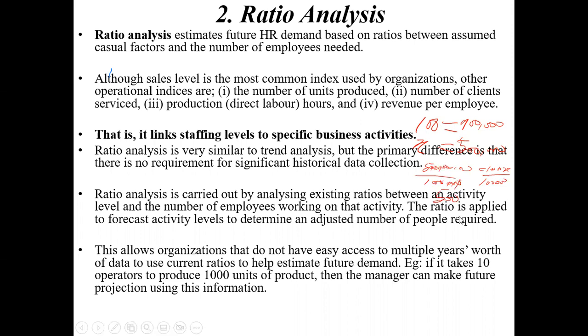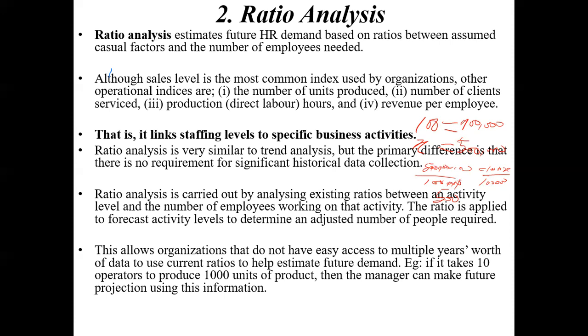So that is essentially the ratio analysis. And let me see if I've left anything out. Ratio analysis is very similar to the trend analysis, but primarily the difference is that there is no requirement for significant historical data. Unlike the trend analysis where we have to go into our archives and pull all the information we stored on our employment situations across the years and use it as a trajectory to forge into the future, in ratio analysis, we only need the data that is available.